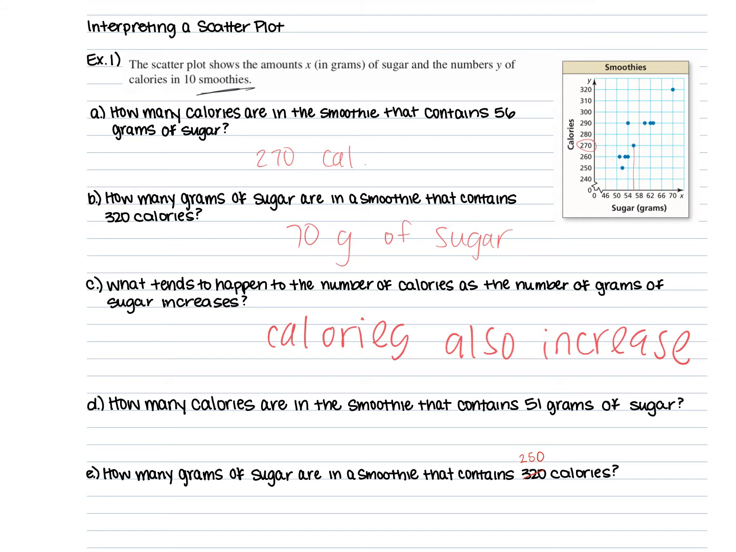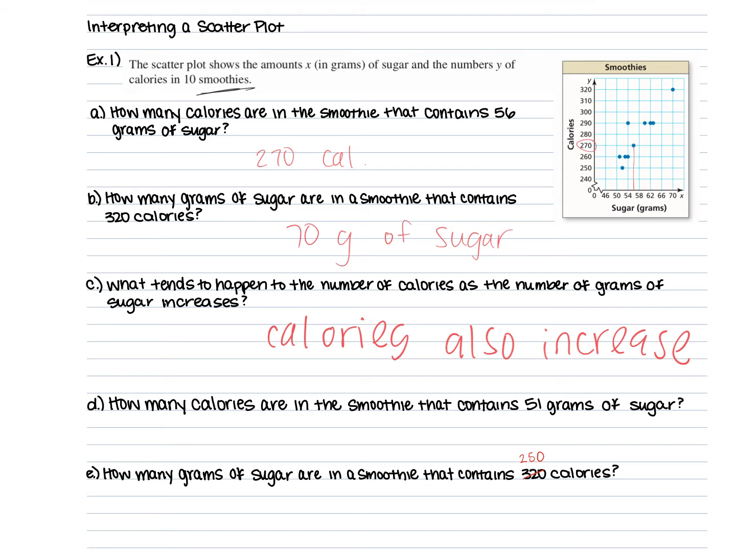So do you guys see like at 54 grams of sugar, there's a 260 calorie drink and there's also a 290 calorie drink, excuse me. And then at 56, there's one at 270. Now, we're looking for trends, right? So look at all the dots as a whole. Do you guys see how it's generally moving up as we increase the number of sugar? It's not going to be exact because it is a scatter plot, okay? That's a really good question. Alex, does that make more sense?